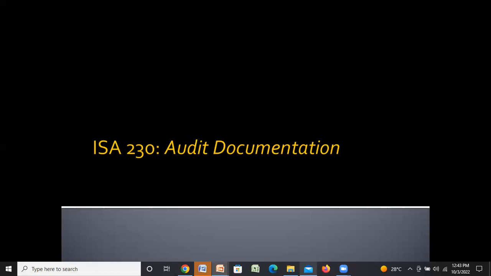Okay, so let's go to the business of today, which is ISA 230, audit documentation. All right, you cannot be talking about audit without referring to evidence. The justification for an audit opinion or audit conclusion is the audit evidence provided. And a lot of times, the audit evidence is available in the form of documentation.